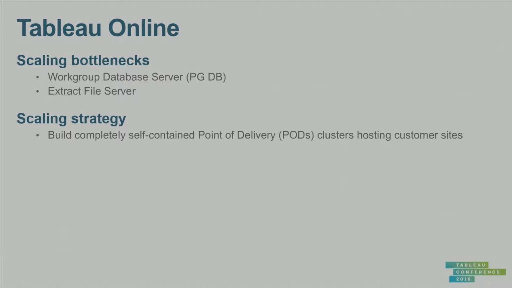So our strategy involved building out completely self-contained clusters that we call pods. And each pod essentially hosts a group of customer sites. The second thing we did was we built a dynamic lookup cache using Cassandra. And what that allowed us to do was you come in through the same front door, online.tableau.com, but we look up immediately who you are and then decide, all right, which site do you want to go to? And then we route you to the right pod where your content is hosted.